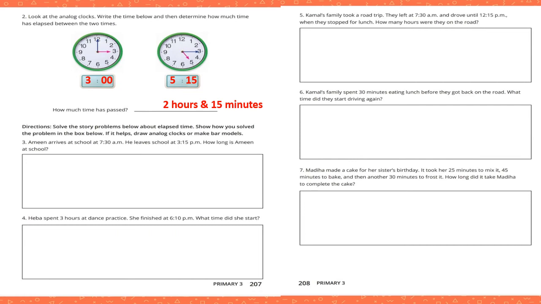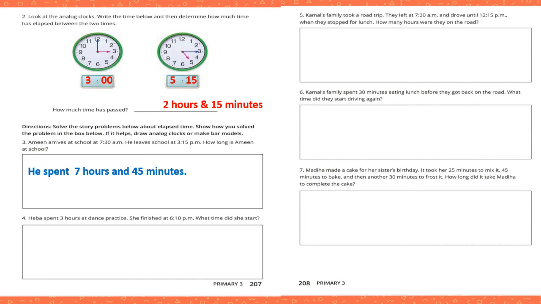Number 3. Amin arrives at school at 7:30 a.m. He leaves school at 3:15 p.m. How long is Amin at school? He spent 7 hours and 45 minutes.